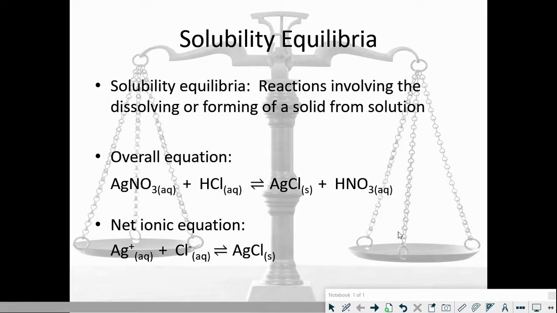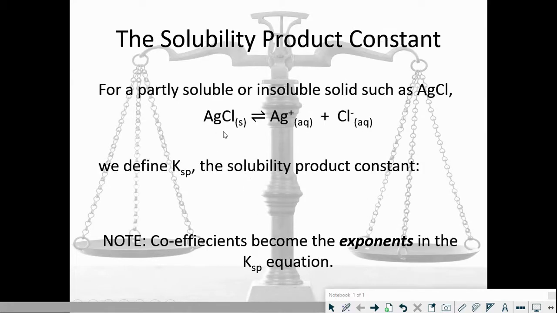Well, if you were to take a look at the net ionic equation, you would cross out or remove the nitrate and the hydrogen, and that would leave you with a net ionic equation of just the ions involved in forming the solid precipitate. We can turn this into an equilibrium question by reversing this. So we put the silver chloride solid on the left-hand side and the ions on the right-hand side of the equation.